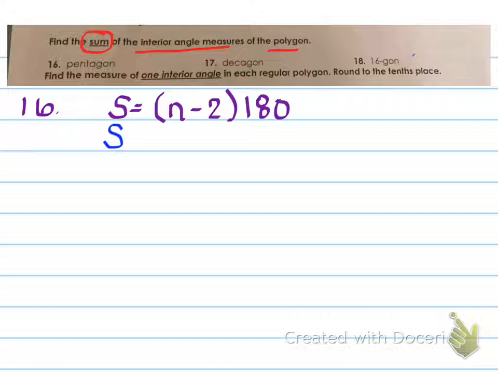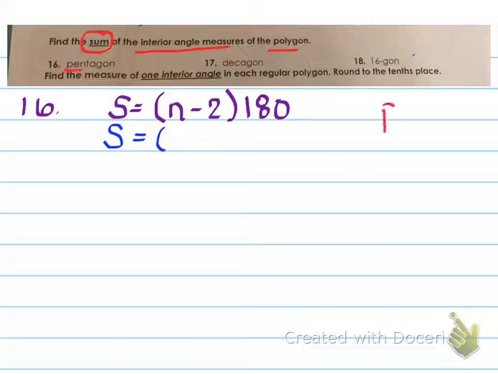That's why this formula has the 180 being multiplied by n minus 2, because it's the number of sides minus 2, and that's the new number of triangles. So that's why you're multiplying by 180. So the formula is S equals n minus 2 times 180. You're going to want to use that formula for finding the sum of interior angle measures, and you're also going to want to use the same formula for finding one interior angle measure. Not all of them added up, but one. So let's start with the added up ones.